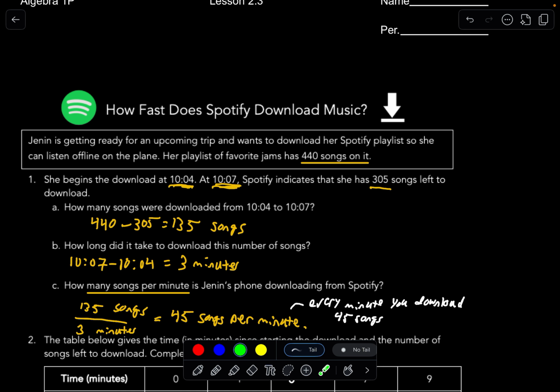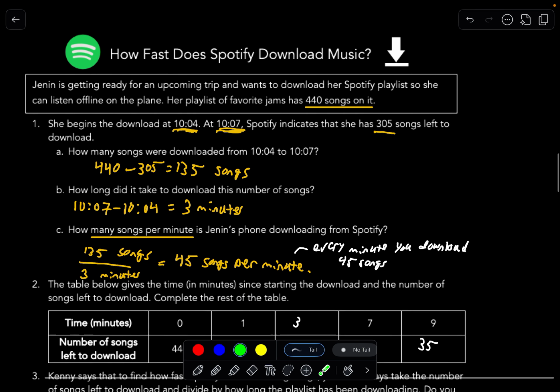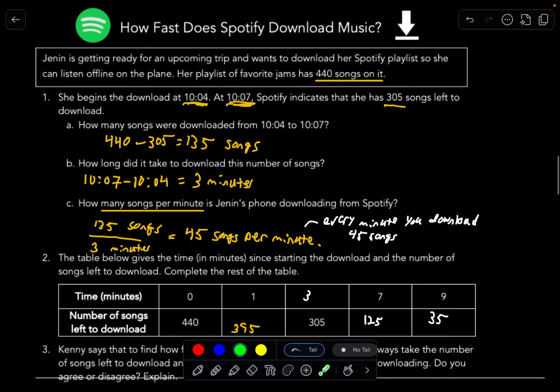And how long was that time period? Well, 10:07 minus 10:04, the ending time minus the beginning time, is 3 minutes. So it was in 3 minutes that she downloaded 135 songs. Okay, so how many songs per minute? Again, I underlined it because it's muy importante. How many songs per minute is Janine's phone downloading from Spotify? Well, it would be the 135 songs that she downloaded divided by the 3 minutes it took her.